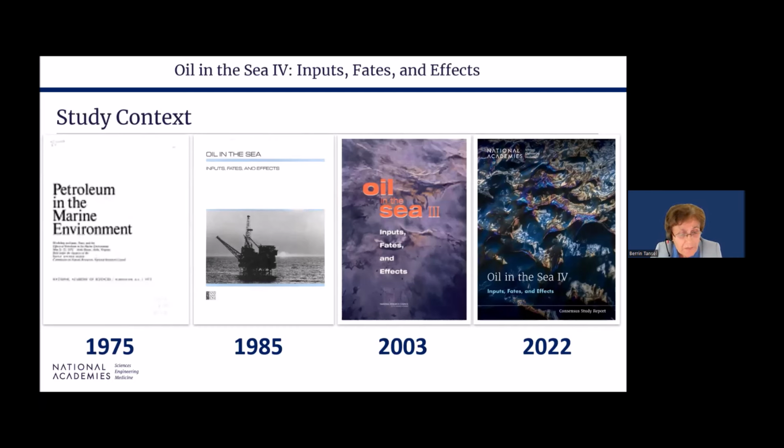Throughout the years, the National Academies have conducted consensus studies on inputs, fates, and effects of petroleum-based hydrocarbon mixtures in the sea, leading to a series of reports in 1975, 1985, and 2003, and the last report being Oil in the Sea 4 in 2022. Nearly two decades have passed since the third report was released, and since then there have been significant advancements both in research and knowledge due to major spills occurring in the ocean environment. So in this webinar, we will highlight some of these advancements that happened in the last 20 years.